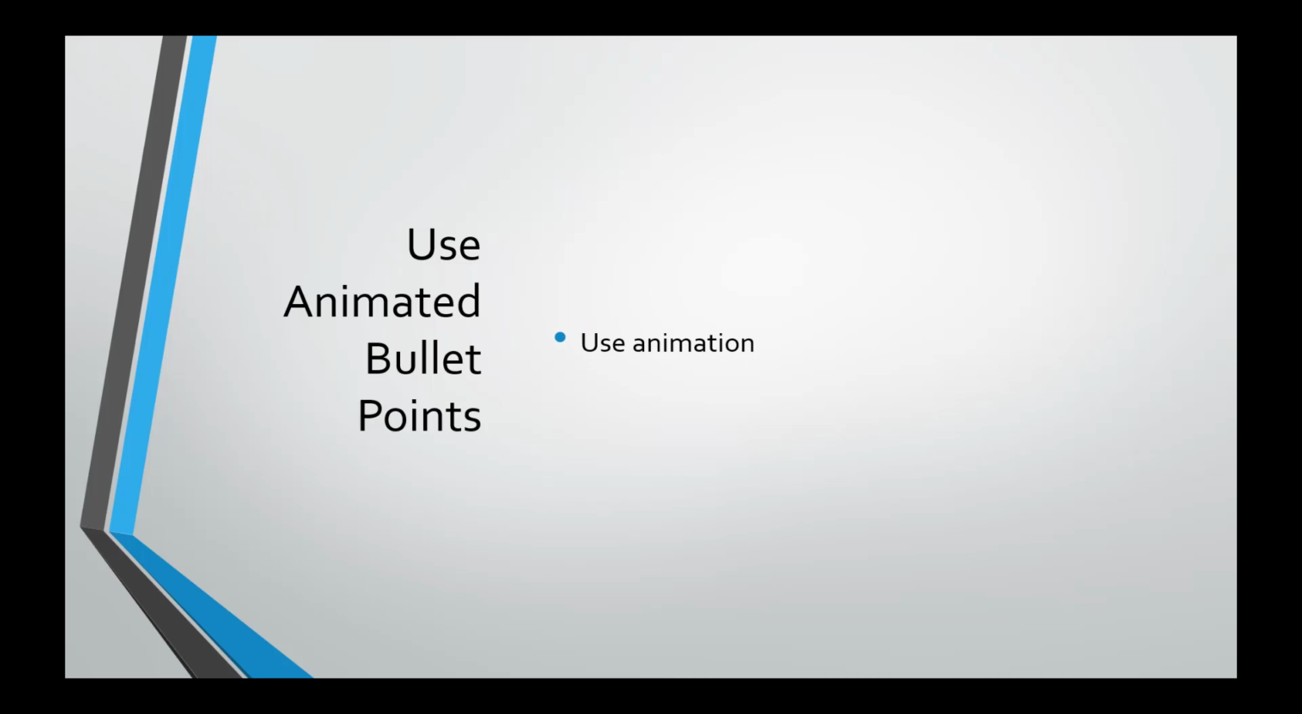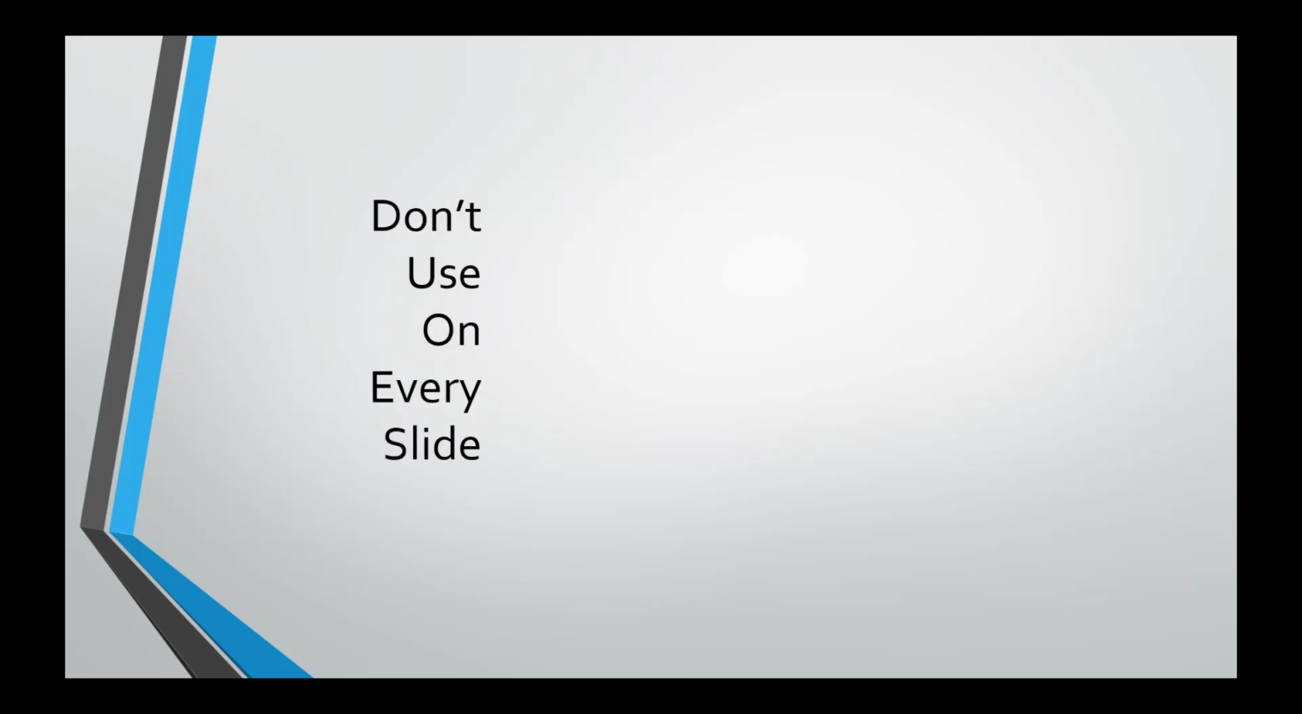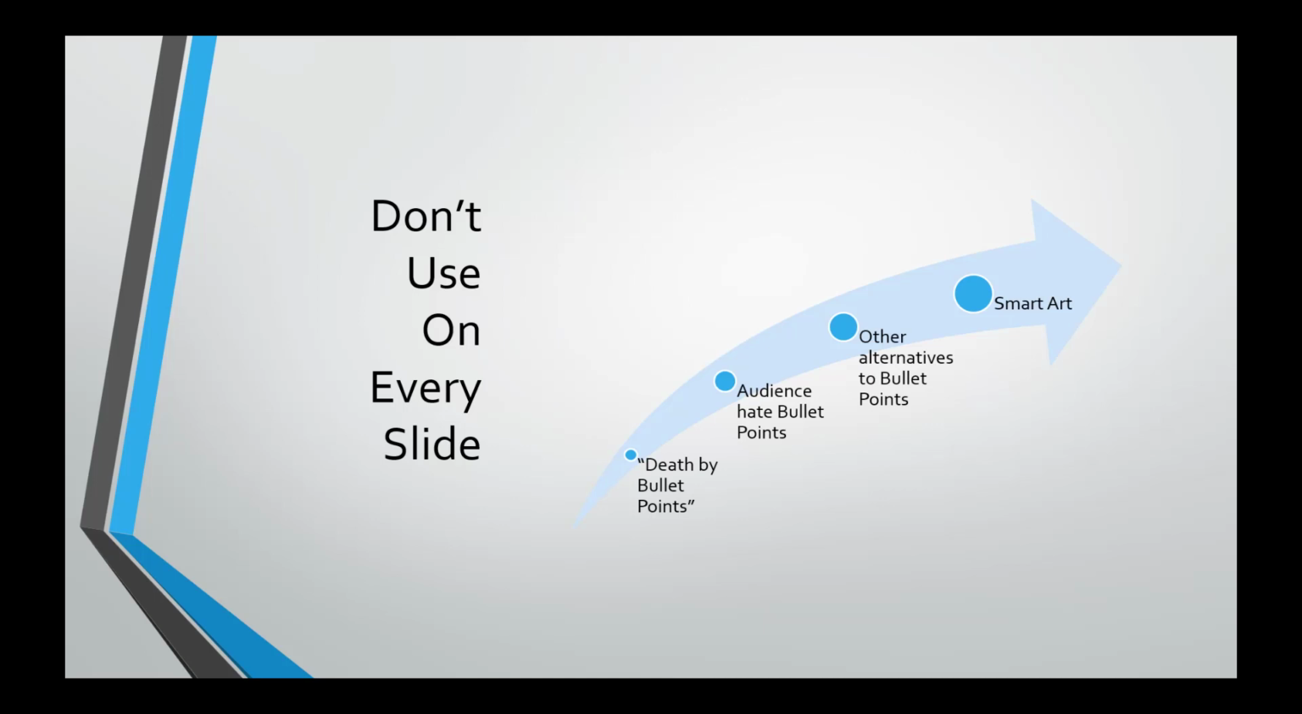Don't go overboard with extreme animations like twisting text. Animation, when not used properly, becomes very boring very fast. Do not use them on every slide. Remember the term death by bullet points. Audiences hate bullet points. The fastest way to lose your audience is to use too many bullet points. Keep in mind, there are other alternatives to using bullet points, such as SmartArt. Each slide should only have one purpose or objective.